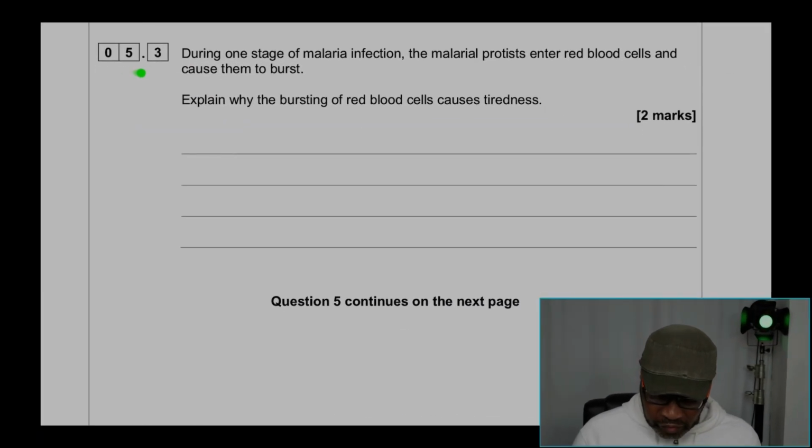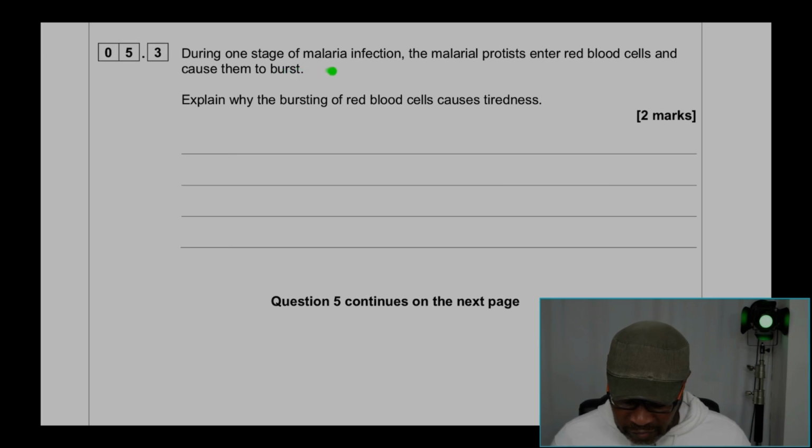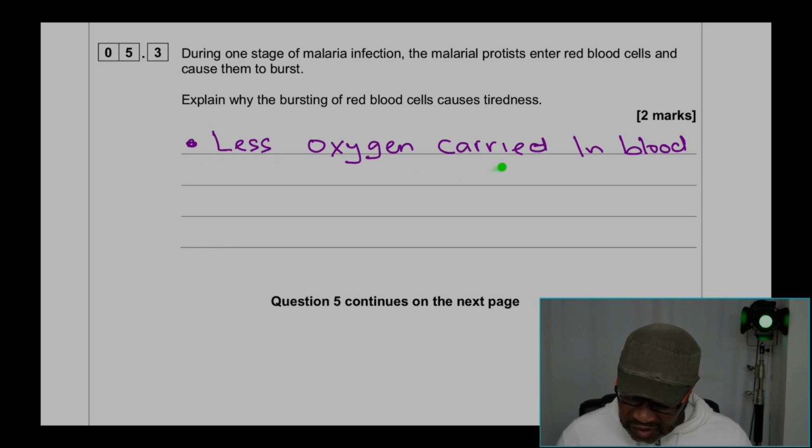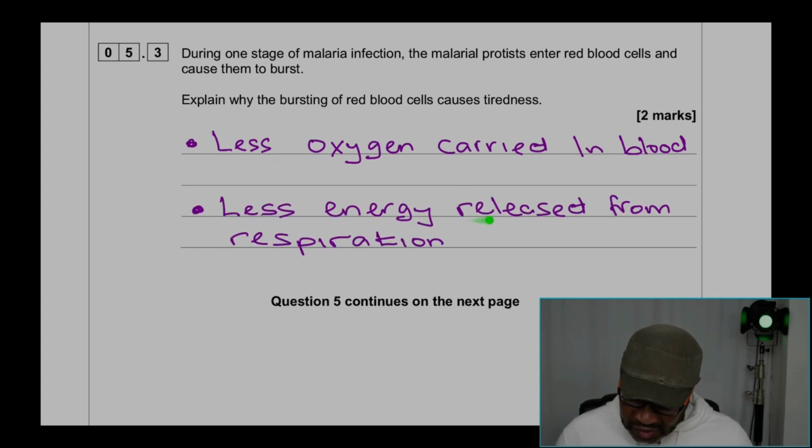Question 5.3. During one stage of malaria infection, the malaria protists enter red blood cells and cause them to burst. Explain why the bursting of red blood cells causes tiredness. Because less oxygen is carried in the blood and less energy is released from respiration.